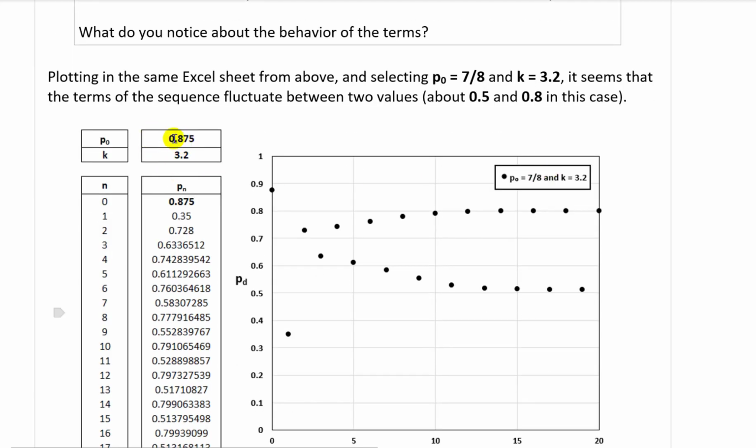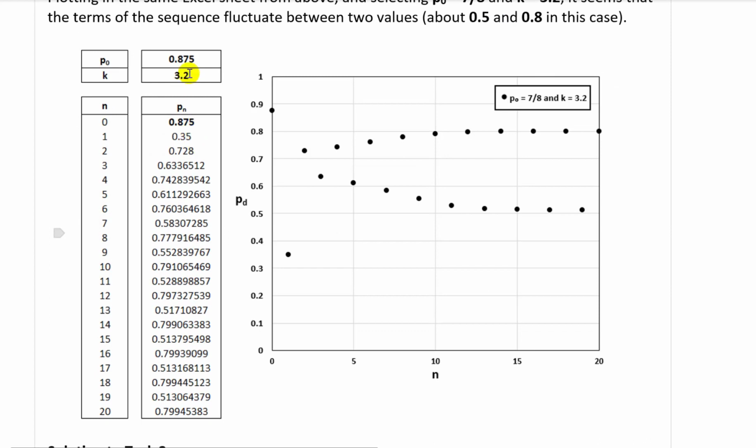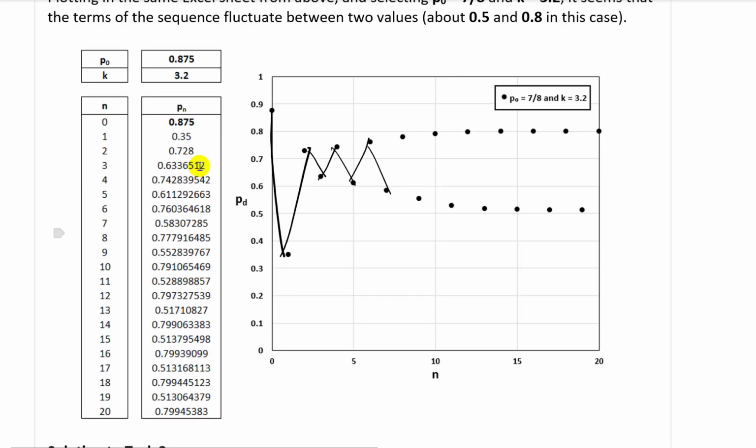So here is initial population of 0.875, K is 3.2, and we start off at 0.875, then goes to 0.35, so it goes like this. 0.3, then it goes to 0.728, goes up, and then it goes to 0.633 like this, and then it goes to 0.74, and then as you can see, it gets wider and wider. Yes, it just goes wider and wider.